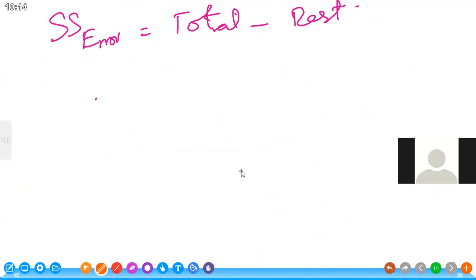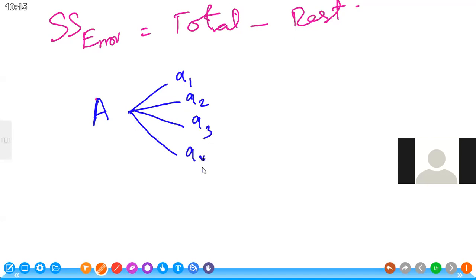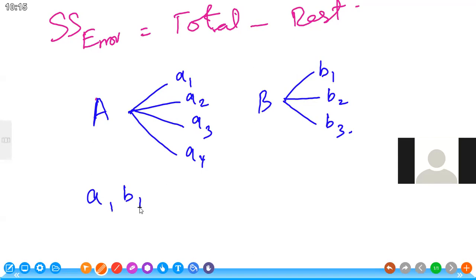In this example, let's say here we have factor A. Factor A has 4 levels, let's say A1, A2, A3, A4. In this example, factor B is the memory of the computer, B1, B2, B3, 3 levels. Now we have the combination of A1, B1, A1, B2. Now this is one treatment combination.